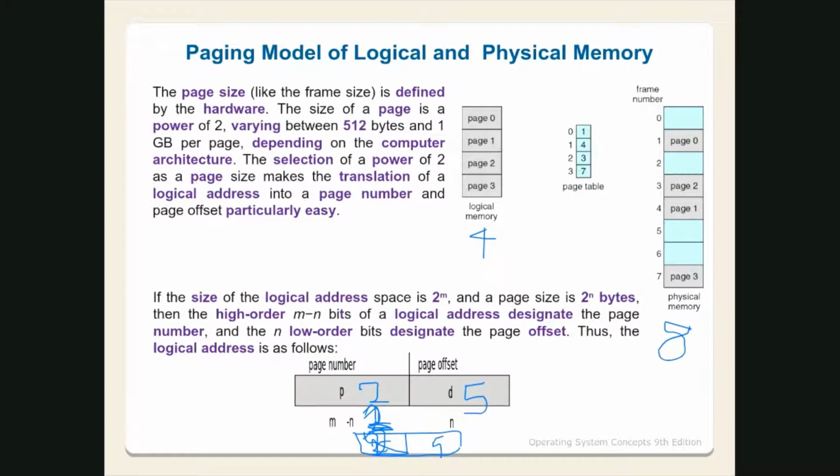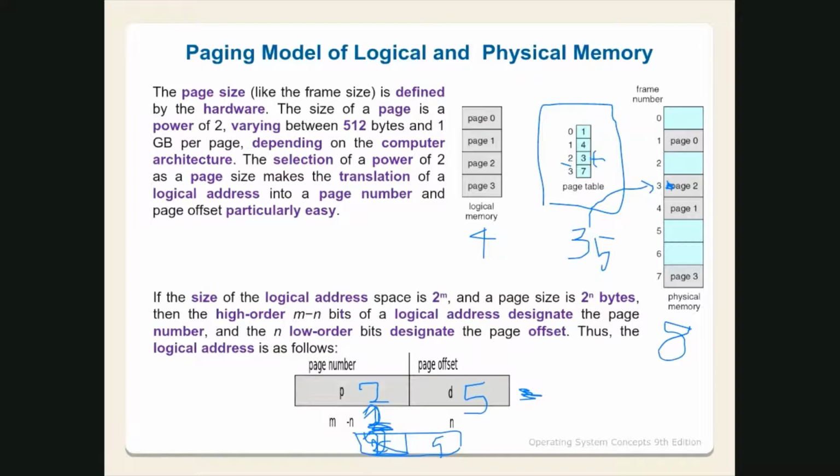In the page table, do you have an index 2? Yes, I have an index 2. And what is the frame number it contains? It contains frame number 3. Do you get the idea? So my physical address is 3 and 5. What does it mean? 3 is the frame number. And inside the frame, the 5th byte or 5th location is the corresponding address of this logical address. Do you get the idea?